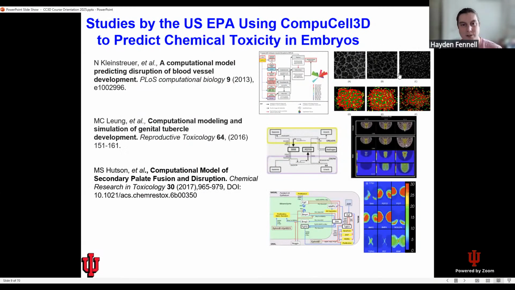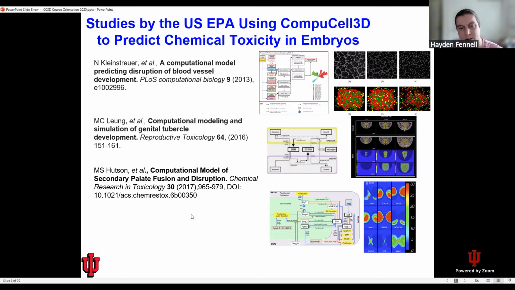Some toxicological studies funded through the EPA. These are three studies that look at the effects of different initial chemical concentrations and how they affect blood vessel development. You can see here on the top, the blood vessels actually breaking apart and disintegrating due to toxicological imbalance. Another simulation is computational modeling of the genital tubercle development, and again, how chemical concentrations affect that growth.